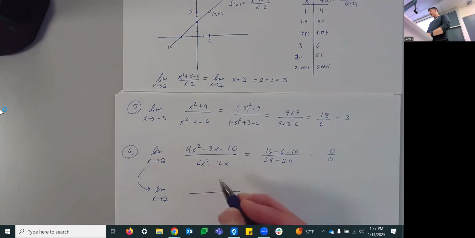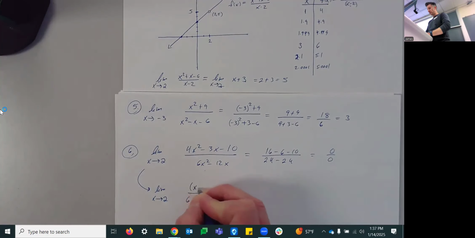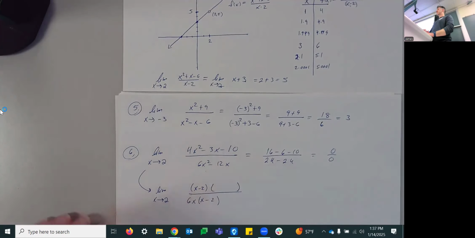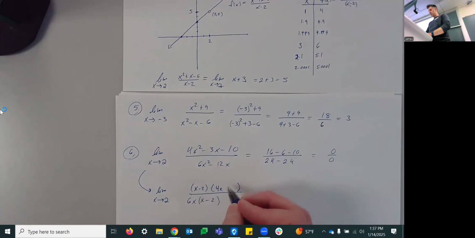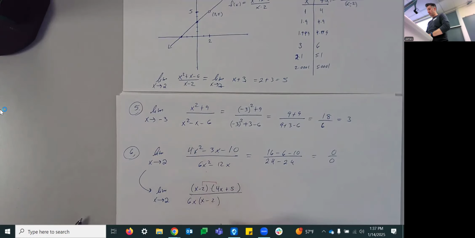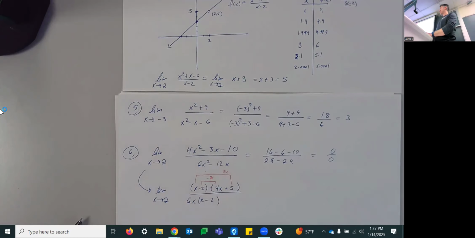I can see in the denominator that I can factor out a 6x. I'm left with x minus 2. In the numerator, I'm not 100% sure how to factor that, but I can use that knowledge that x minus 2 has to be a factor. So if x minus 2 has to be a factor, then it's easy to reconstitute the rest of this quadratic. x times 4x will give me the 4x squared first term, and -2 times positive 5 will give me the -10 last term. And if I check the middle terms, they will come out to give me a -3x, because -2 times 4x is -8x, and x times 5 is 5x, and -8x plus 5x is -3x.